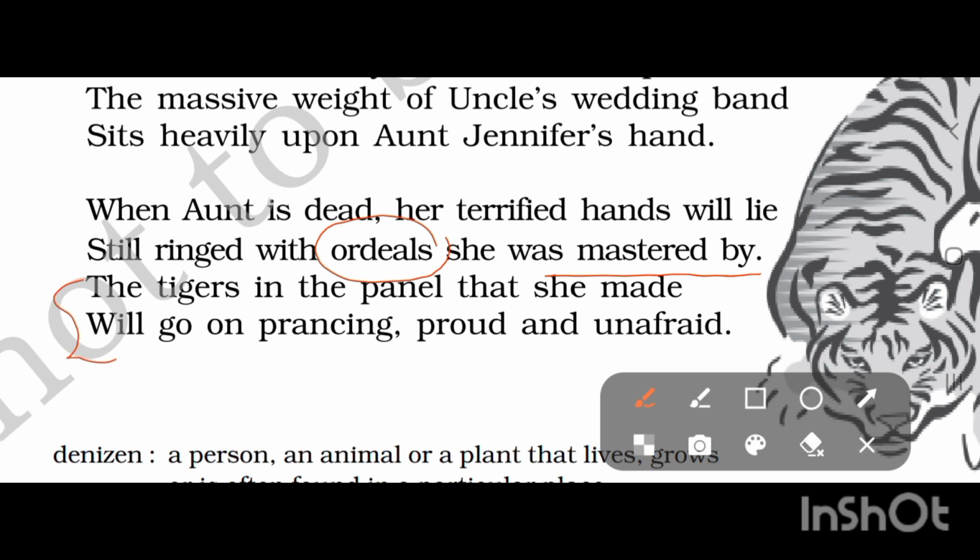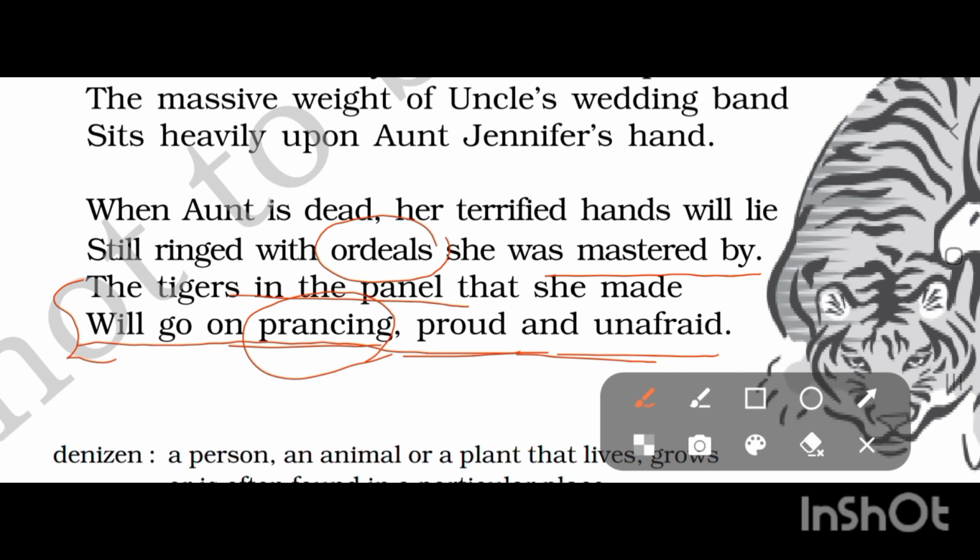Now the last two lines, the total contrast depicted by the poetess. The tigers in the panel that she made will go on prancing, proud and unafraid. But contrast, the tigers in the panel means the tigers on that canvas will keep on moving with high spirit, proudly, fearlessly and boldly, because on the panel, in the canvas, she had already done her embroidery. Just a contrast of her life: whatever design she had made, the tigers are fearless, the tigers are proud, and the tigers are moving here and there happily, joyfully.